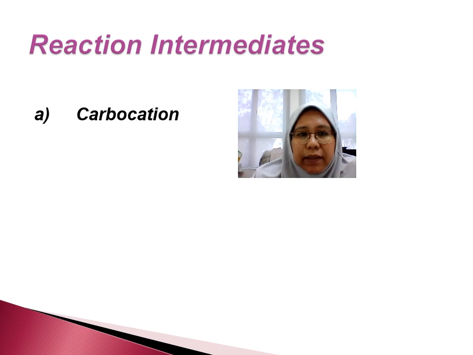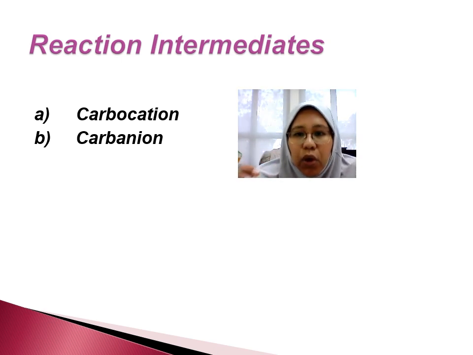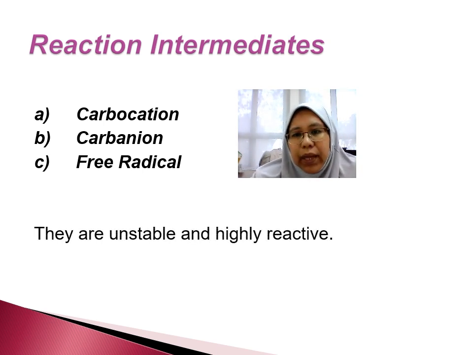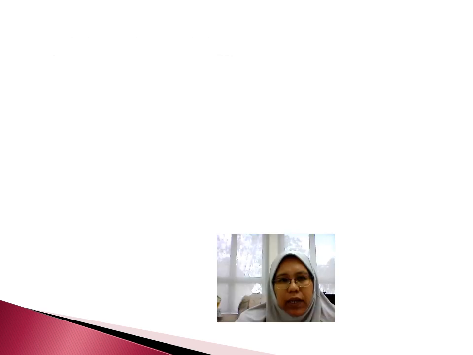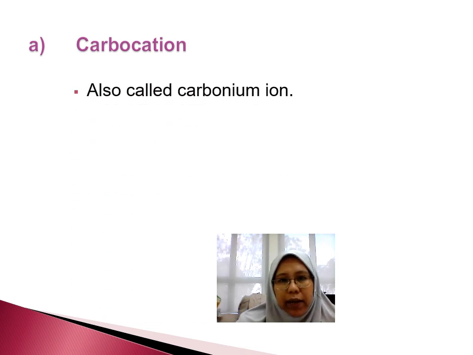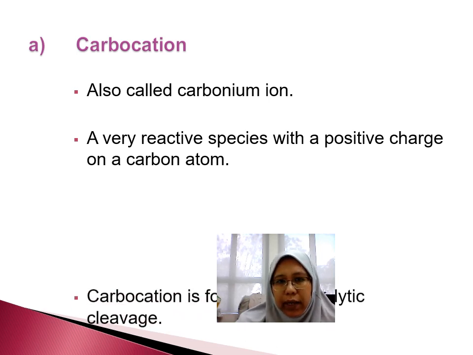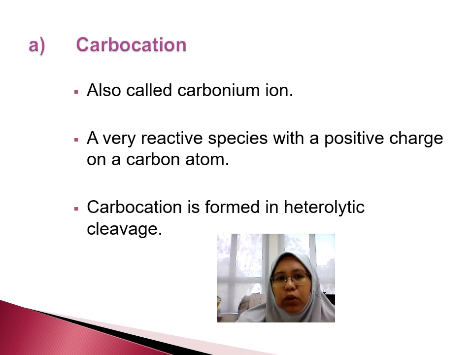Reaction intermediates are derivatives of the initial material, formed before the desired product is produced in a chemical process. So we have three types: carbocation, carbanion, and free radical. These three are unstable and highly reactive. Let's look at the first one, carbocation, which can also be called carbonium ion. It is reactive with a positive charge at carbon, and it is formed in heterolytic cleavage.